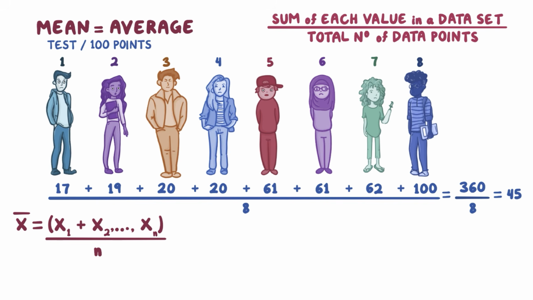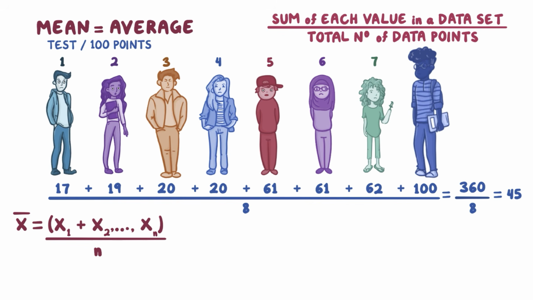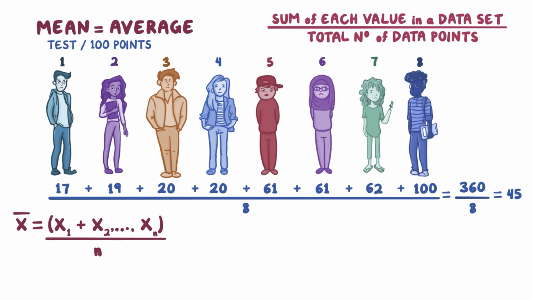This number summary isn't a very good summary actually, because 7 out of 8 students scored below 62, and the only reason that it's so high is due to this one high-scoring student. In this case, 100 is an outlier, and any data set with an outlier is called skewed data.